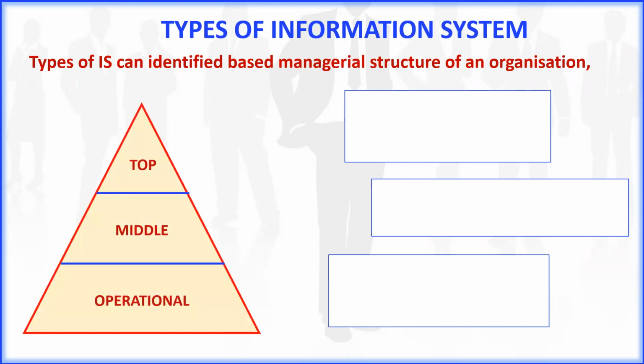Look at the diagram here. In each and every organization, managers can be identified as operational, middle level, or top level. Based on these managers, the managerial structure is divided. The managers at the operational level are called operational managers. The managers at the middle level are called middle managers. The managers at the top level are called top managers. This representation is drawn as a triangle: top level, middle level, and operational. The top level means the persons at the top of the organization. They are the persons making major decisions regarding the organization's business processes.